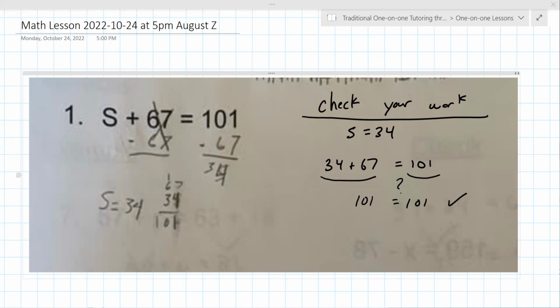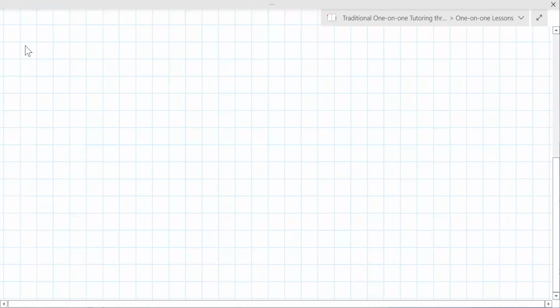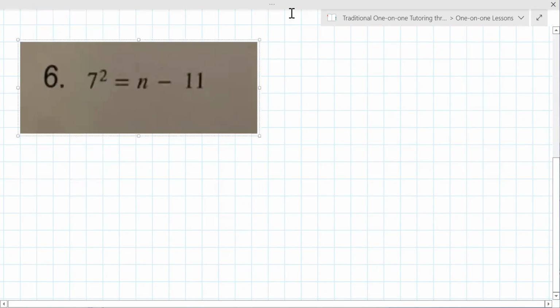Okay, I want us to go to 8, if you're okay with that. Well, actually, let's do 6. We should do 6 first. Okay, let's look at number 6. So 11 minus n equals 14.